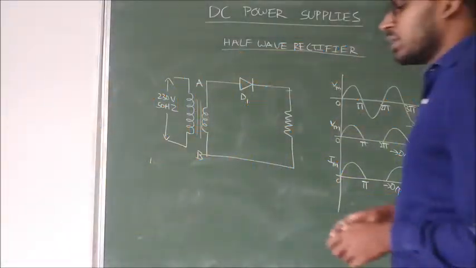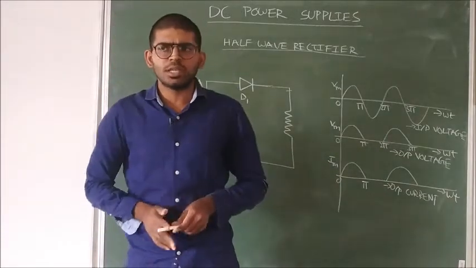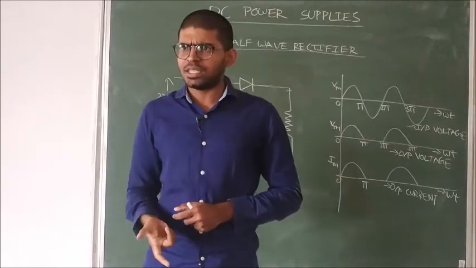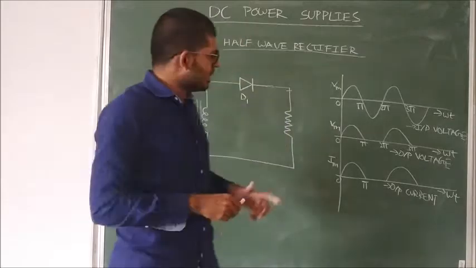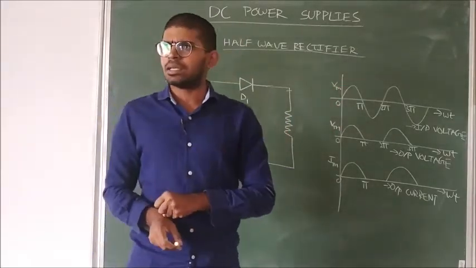Already we have discussed the conversion of the power supply from AC to DC. In this, the first step is rectification. What is rectification? Changing the AC to the pulsated DC. This output waveform is called a pulsated DC.